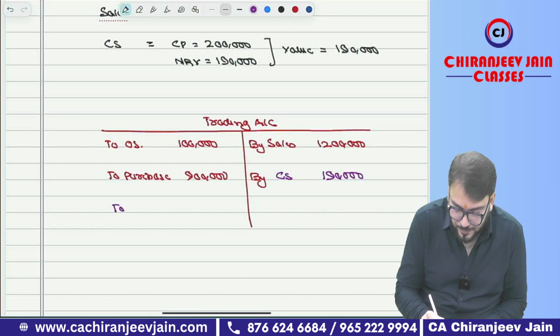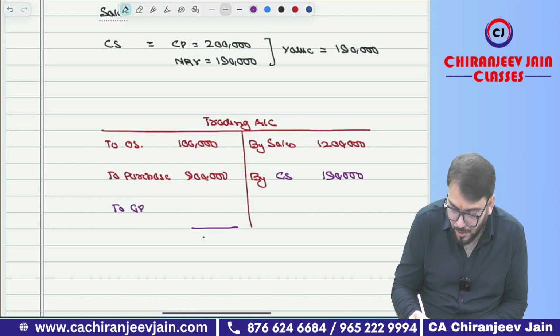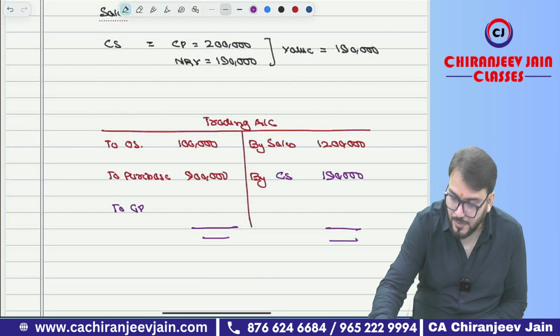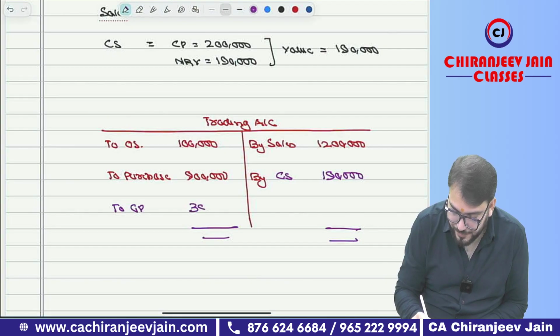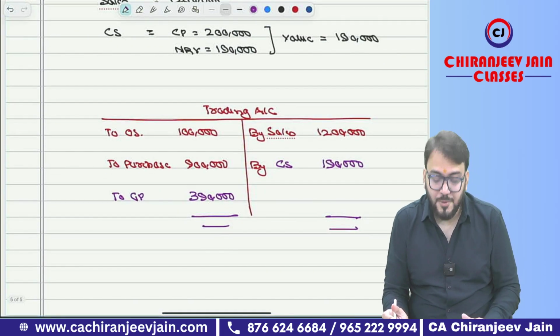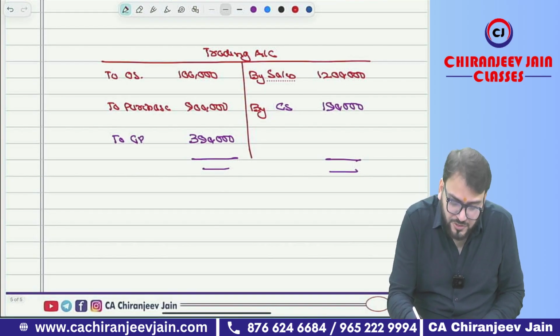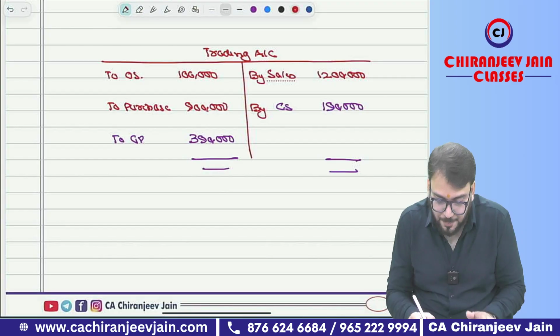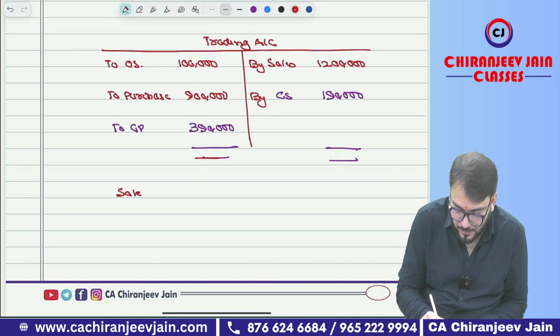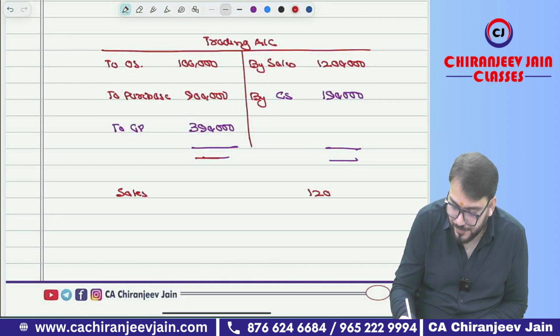So your GP, gross profit, will be equal to how much? It is 12 lakh plus 1,90,000 minus 10 lakh. So it is 3,90,000. Understood? Have you understood? But if you just try to understand the actual happening, what was the sale? Sale is 12 lakh.